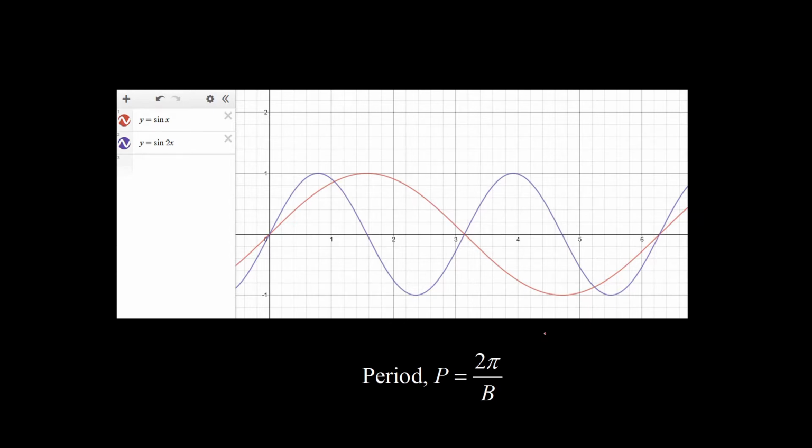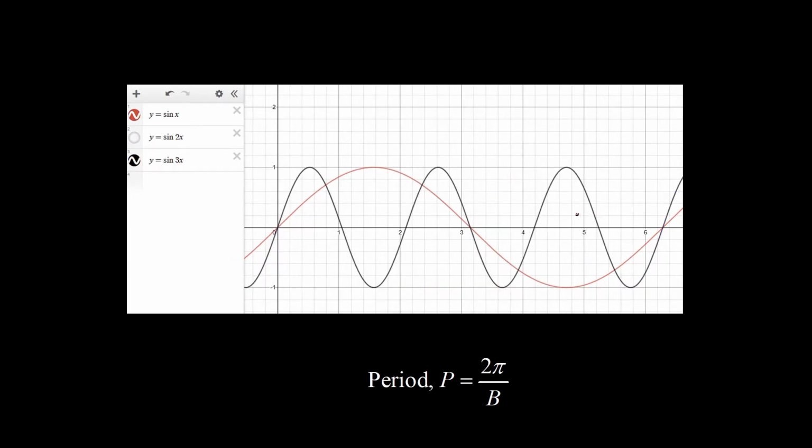Now, ultimately, this comes down to a simple equation. Remember, the period is always 2 pi over b. Now, in this case that I have graphed, b is 2. And so we have 2 pi divided by 2, which is pi. So let's check out something different. How about 3?